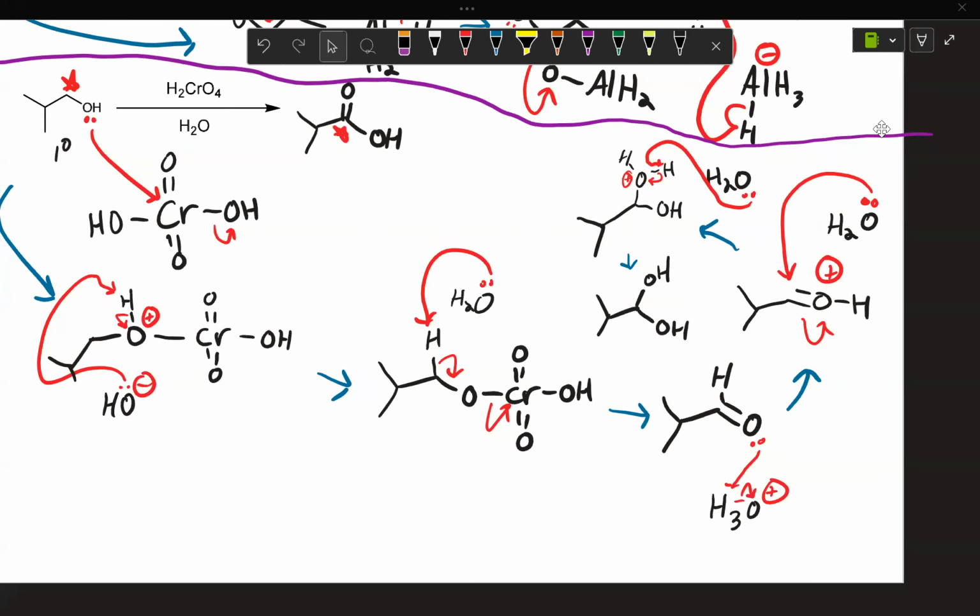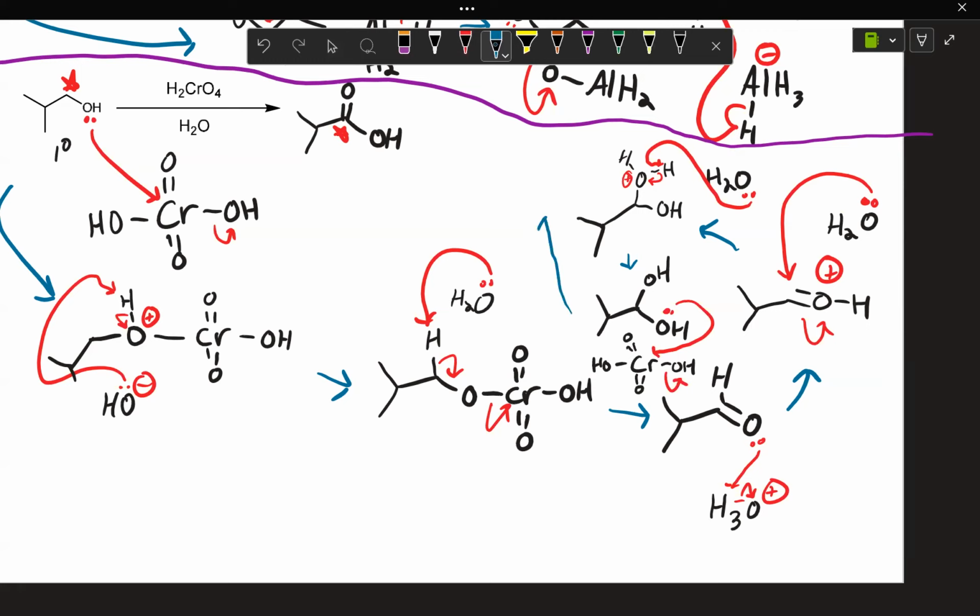So next, we need to still form the carbonyl, and we need to get rid of this hydrogen that's still on the carbon. So we're kind of going to do the same thing we did before. We are going to take chromic acid, and we're going to have one of the hydroxyl groups attack it, and kick off one of the hydroxyl groups on the chromic acid.